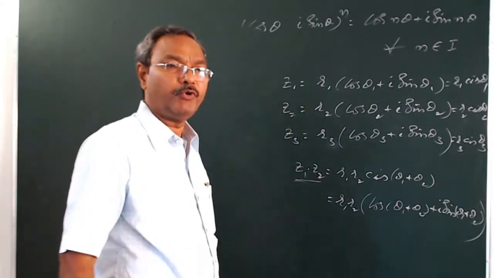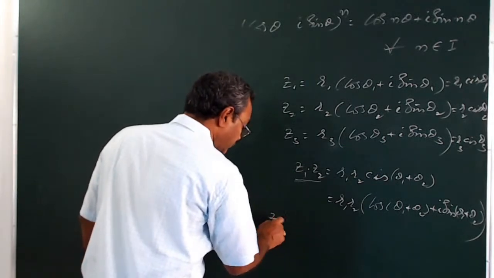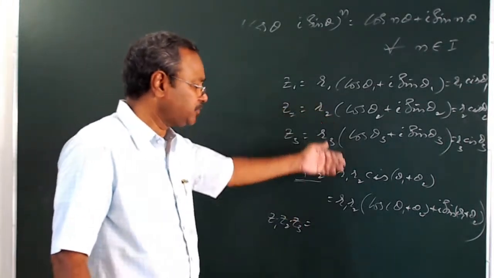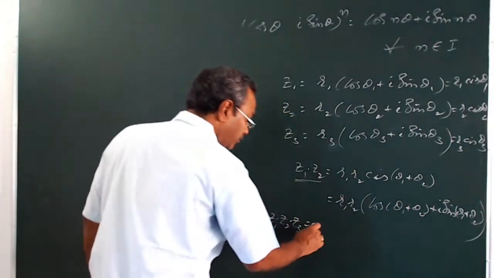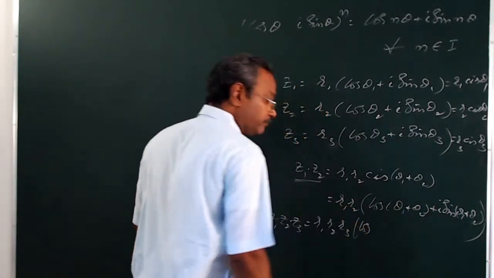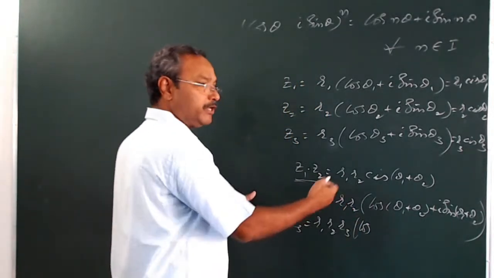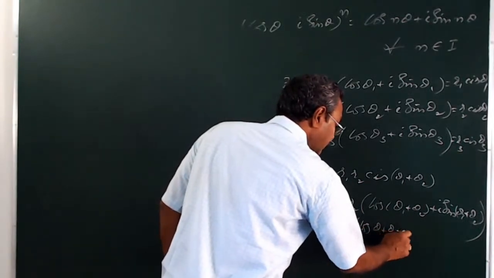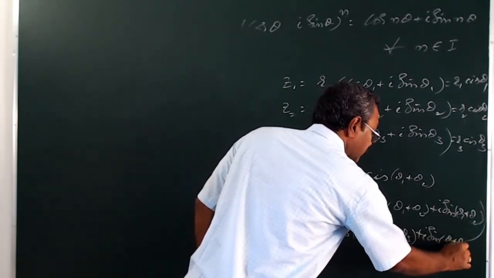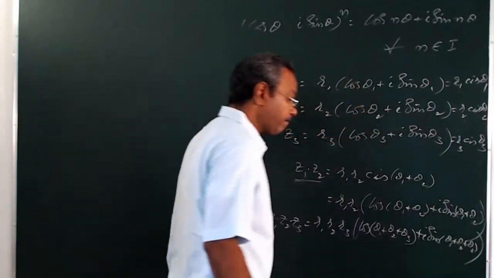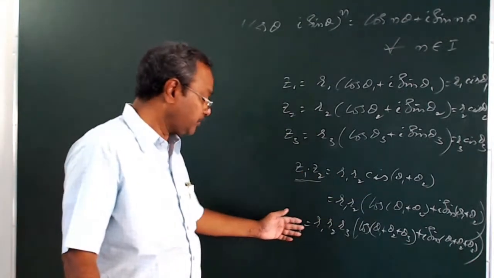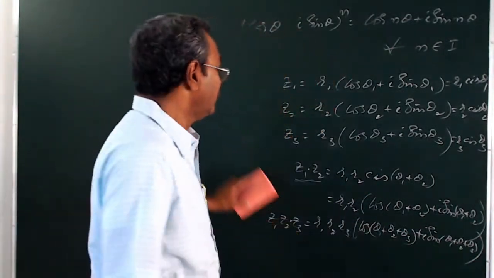And now you can see what is Z1 Z2 Z3. So, Z1 Z2 Z3, the product of the three complex numbers, is a natural extension of this principle. So, it has to be equal to R1 into R2 into R3 into cos of, what should be the amplitude? The sum of the individual amplitudes, that is theta 1 plus theta 2 plus theta 3, plus i sin of theta 1 plus theta 2 plus theta 3. This is our Z1 Z2 Z3. Okay. And one more important thing.